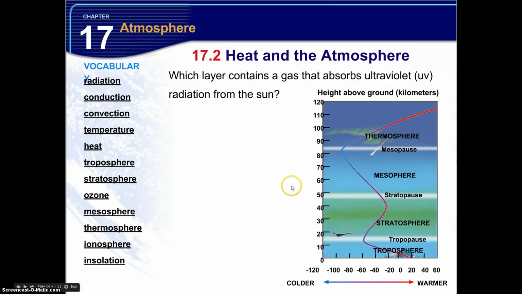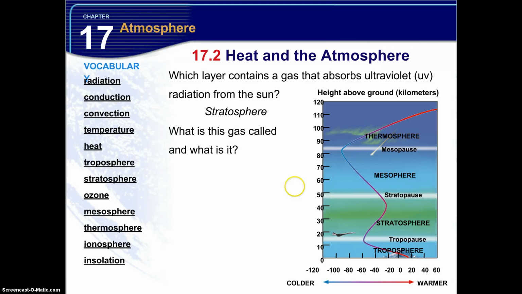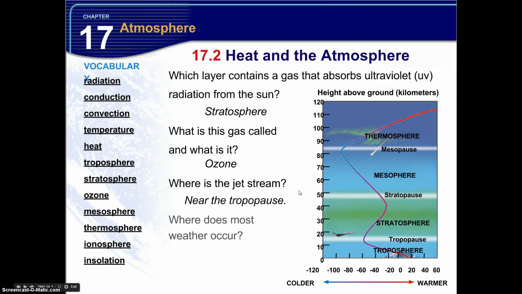Which layer contains a gas that absorbs ultraviolet UV radiation from the sun? The stratosphere. What is this gas called, and what is it? It's ozone. It is a molecule made up of 3 oxygen atoms. Where is the jet stream? Near the tropopause. Where does most weather occur? In the troposphere.